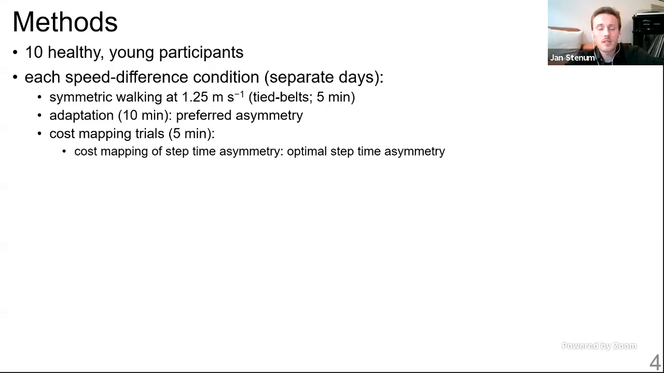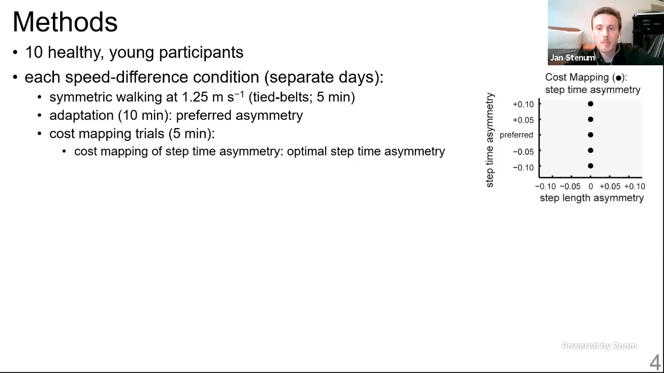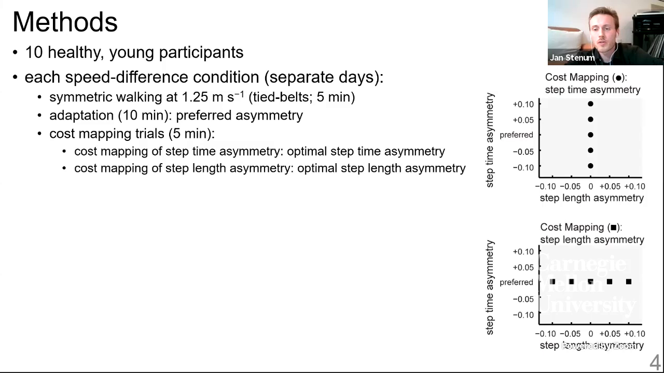And those were partitioned into one set of cost mapping of step time asymmetry, where step time asymmetry varied around the preferred value, while step length asymmetry was enforced to be symmetrical. And a cost mapping set of step length asymmetry, where step length asymmetry varied around symmetry, while step time asymmetry was enforced to be constant at the preferred value.